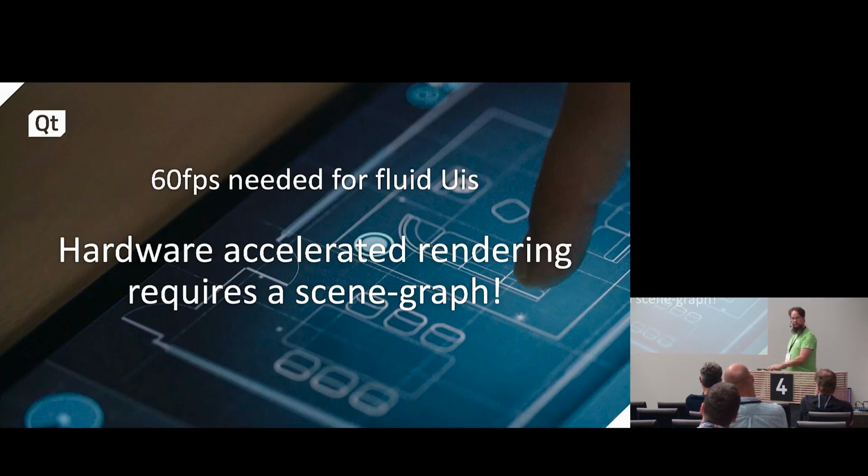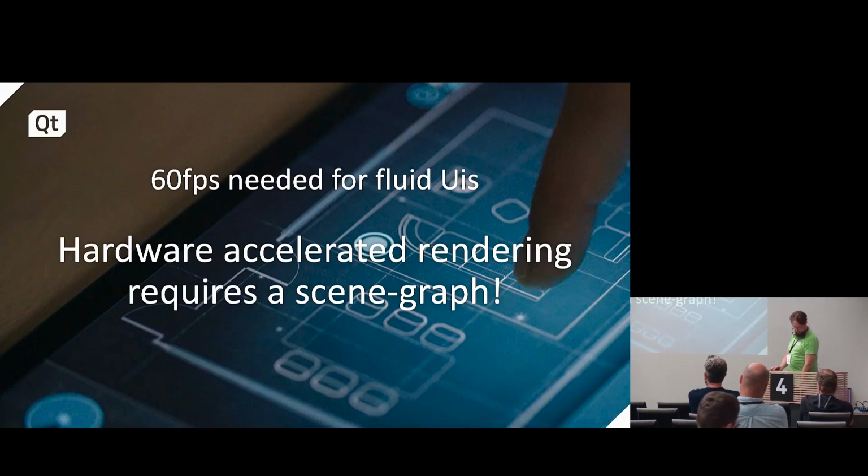But ultimately we needed to go there, and to go there we needed another way of expressing user interfaces than a list of imperative statements, because that is not giving the hardware acceleration infrastructure the data structures that it needs to be able to optimally render your stuff. OpenGL works on a scene graph. Many other, or all of the other hardware acceleration rendering frameworks today work on a scene graph. They don't work with a list of statements.